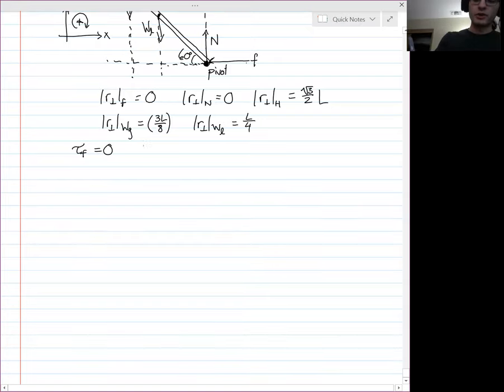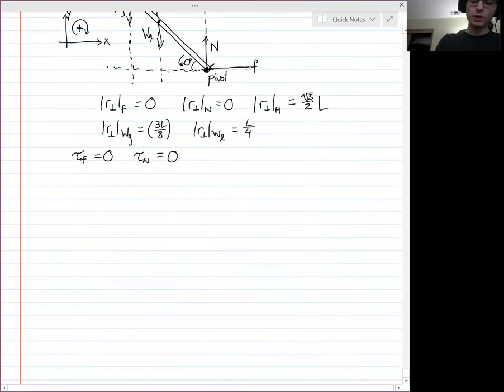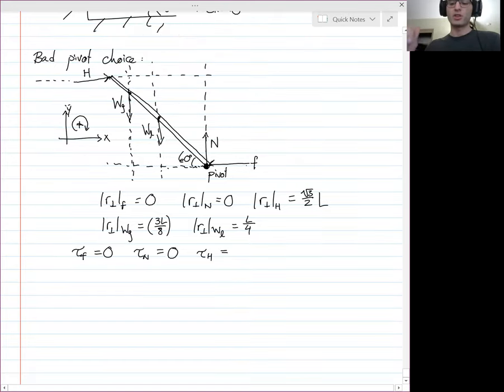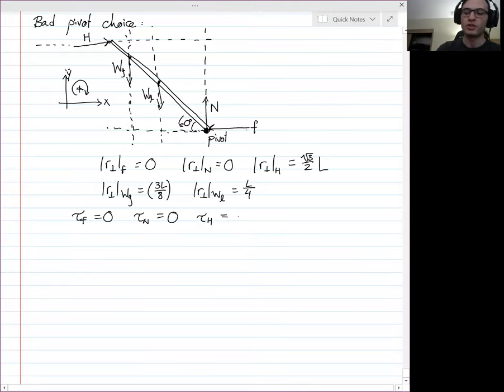Okay. So the torque due to the normal force is also 0 because it has moment arm length 0. The torque due to the horizontal contact force, well, that's square root 3 over 2 times L times the magnitude H. And from our intuition, we know that if you fix the pivot point and you pushed in the direction of H, the object would go clockwise, so that's positive. So that's square root 3 over 2 LH.